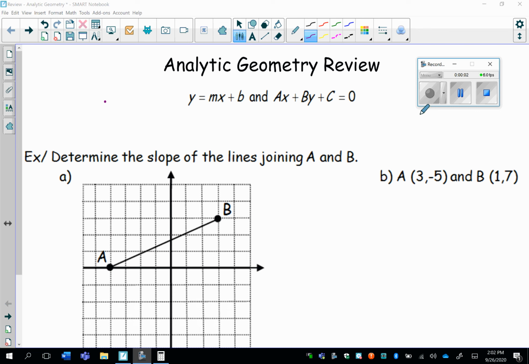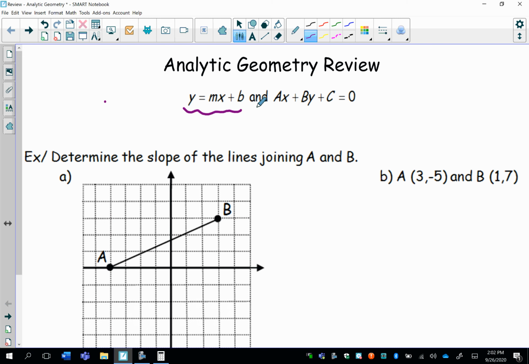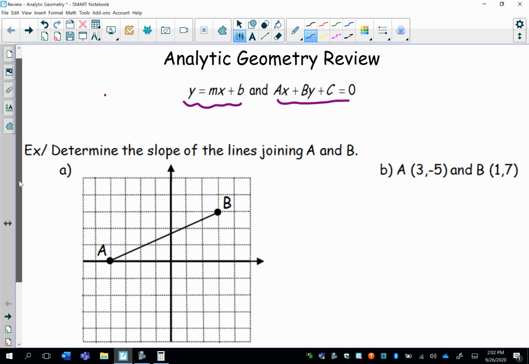Okay, next up, we're going to talk about analytic geometry. It's one of our more recent topics, so it should be kind of fresh in our mind. And our big ideas are mx plus b. That's called our slope intercept form, and of course, standard form. Okay, let's start off with some quick warm-ups.